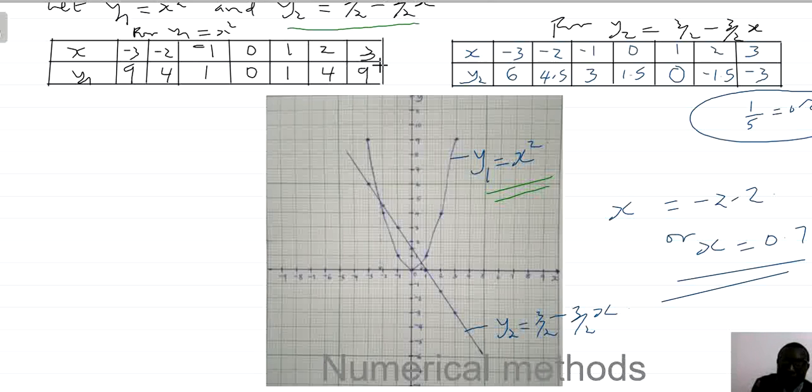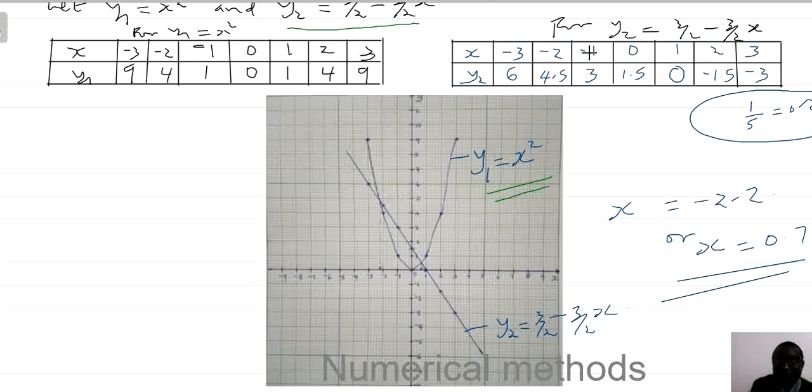We have also to plot for y2 because we say that the two of them have to be plotted on the same graph. So we plot this also. Negative 3, 6. Negative 3, 6 is there. We have negative 2, 4.5. Negative 2 is here and 4.5 is in the middle of 4 and 5.